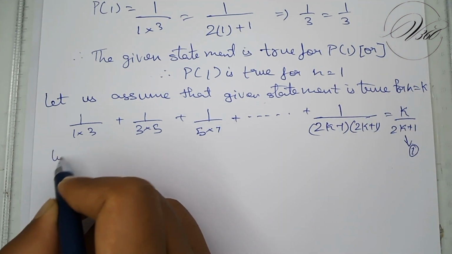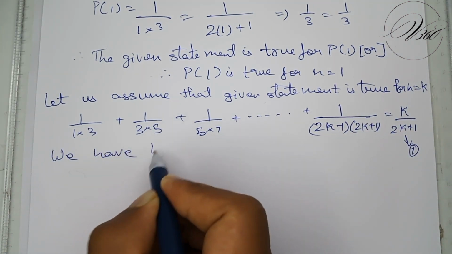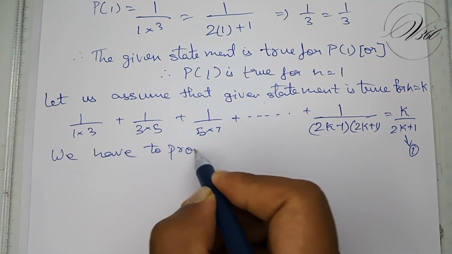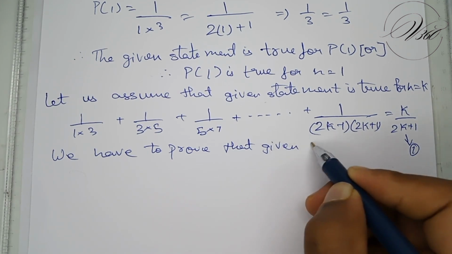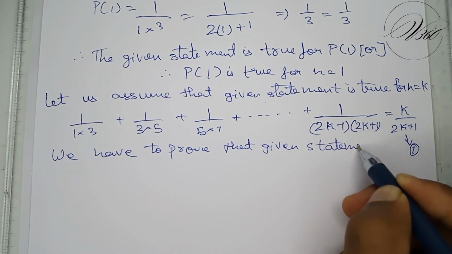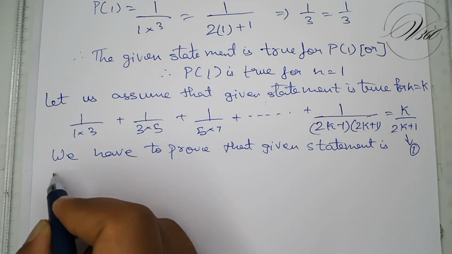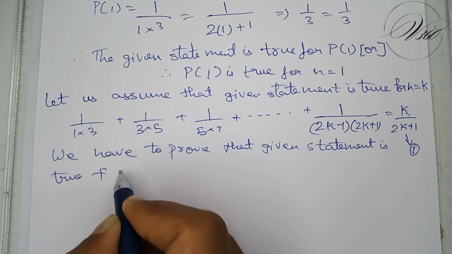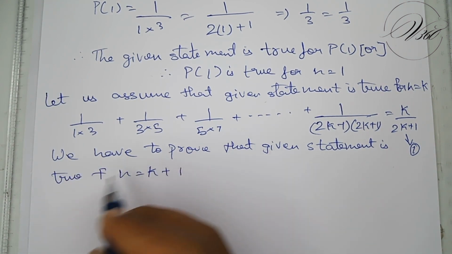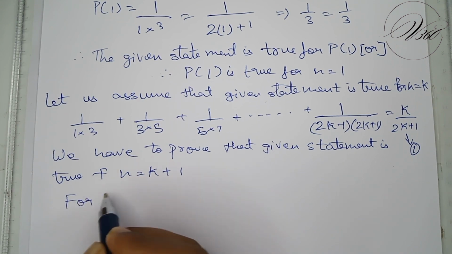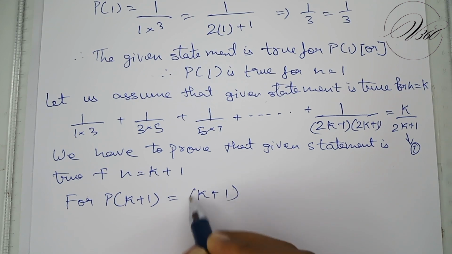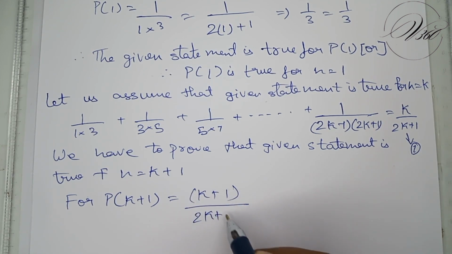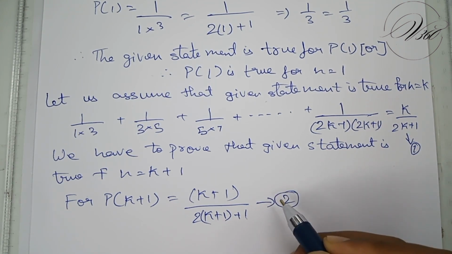Now the next equation we get here is we have to prove that the given statement is true for n equals k + 1. Now P(k+1) = (k+1)/(2(k+1)+1). This is the second equation.